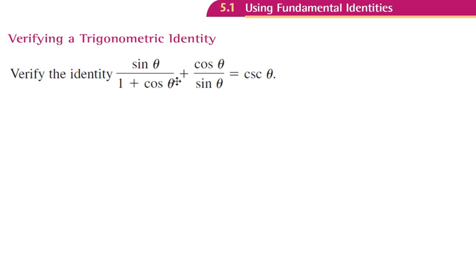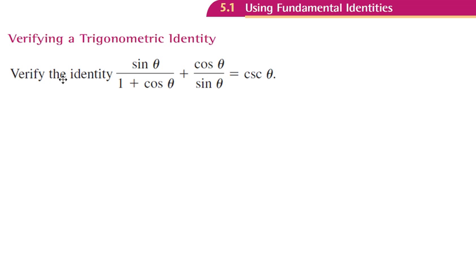Okay? And as a general rule, you always want to deal with the side that has more information, more trig functions, because that means you can do more manipulation. Trying to convert cosecant into the left side is going to be quite difficult. So that's why we're going to start with the left side, okay?